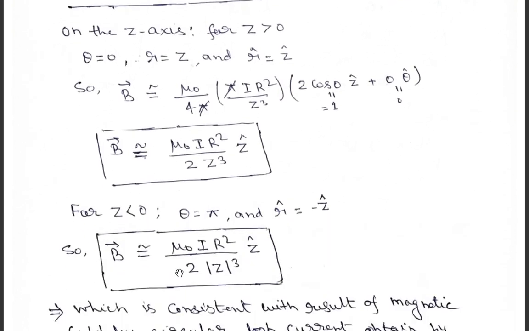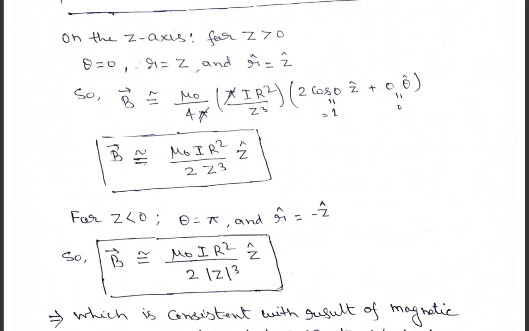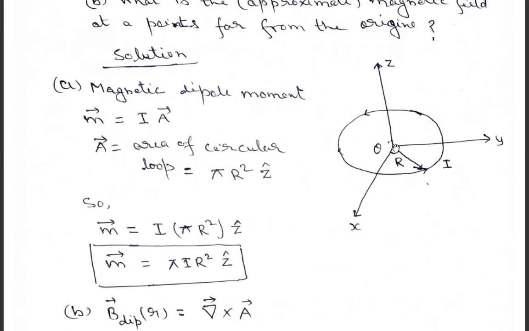Similarly, let us find the magnetic field when z is less than 0, meaning below the circular loop. Obviously, if you move below the circular loop, then θ will become π, that is 180 degrees. Here in this formula, θ is equal to 0 at the point of observation above the loop, and when you move below the loop, you have to travel this much distance below the z axis, so θ is equal to π.